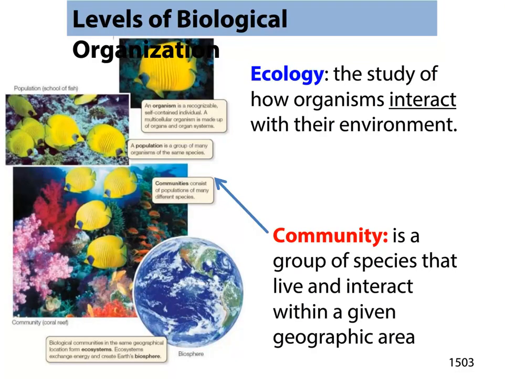When it comes to levels of biological organization, ecology, as we talked about before, is the study of how organisms interact with each other in their environment. A community is a group of species that live and interact within a given geographic area. The key with community is that you have multiple different types of species there, and how they interact with one another is what you're focusing on.